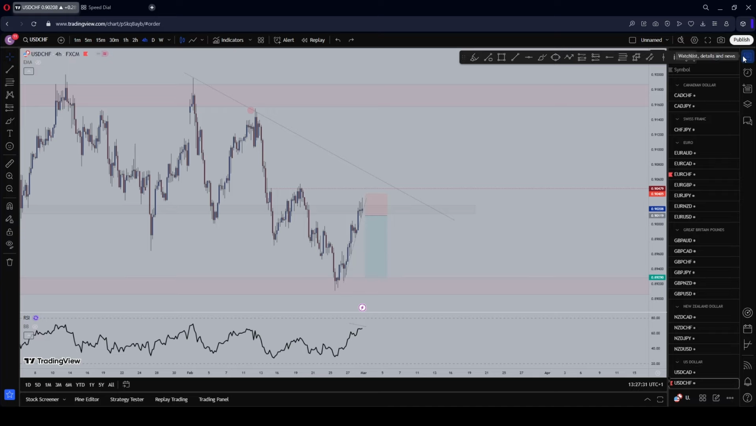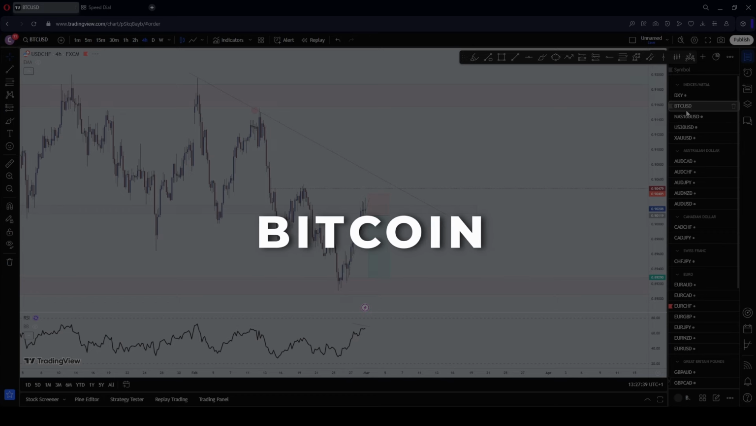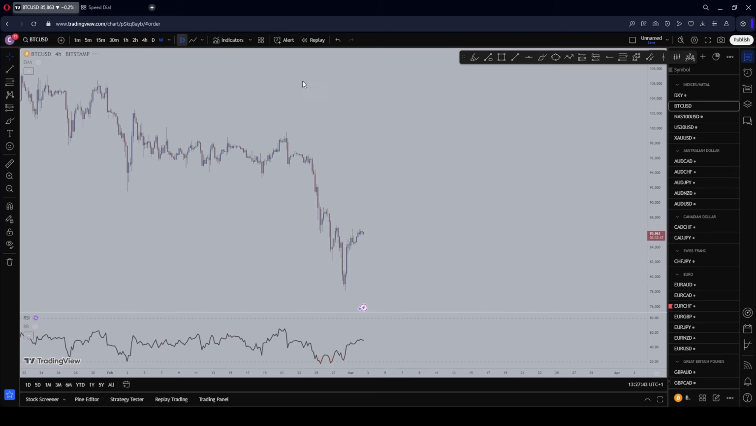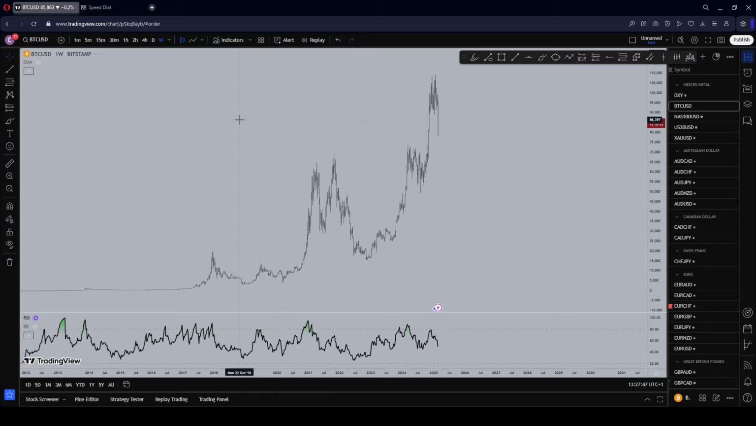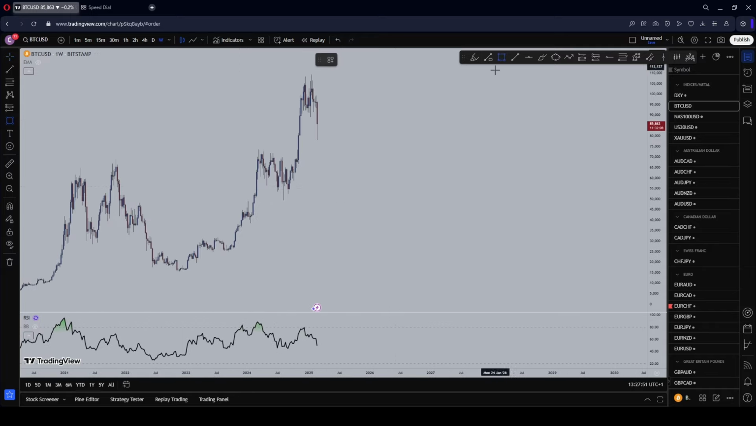Let's look at BTC USD. Delete all this. We'll go to the weekly time frame. Okay. So on BTC, what do we have? We have this. You have this zone.